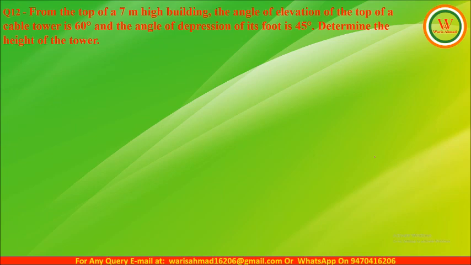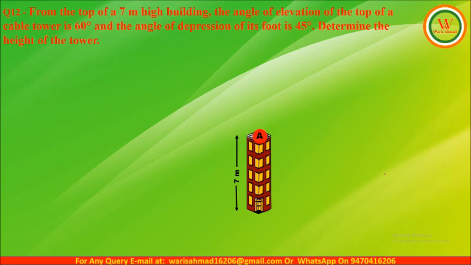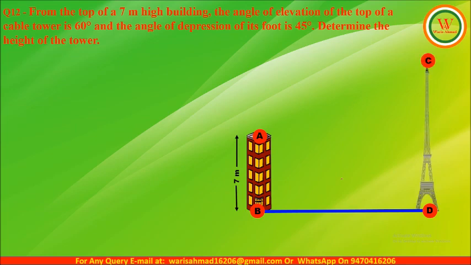So first of all, we will draw a building whose height is given 7 meter. Now let us consider a base BD. Now according to the question, there is a cable tower in front of the building. So we have to draw one cable tower in front of the building. Suppose CD is the cable tower.